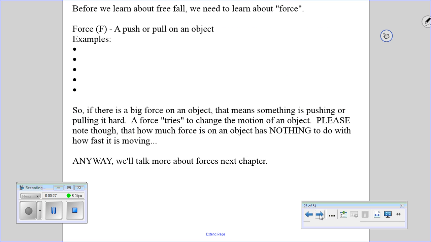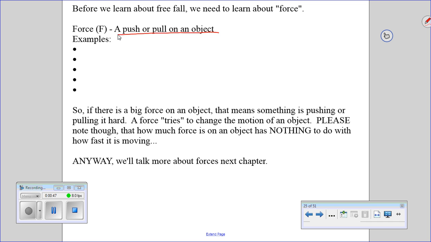There we go. All right, so before we learn about free fall, we need to learn about what's called a force, and we're going to do a huge chapter on force in a little bit. So this is really just going to give us the basics. The definition of a force is a push or pull on an object, and we can numerically measure force.